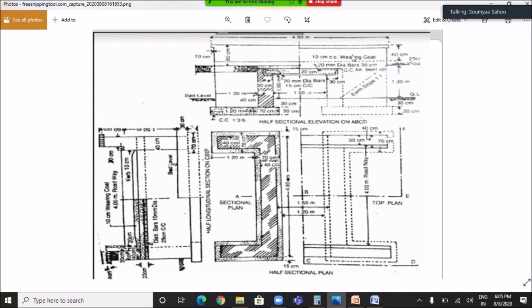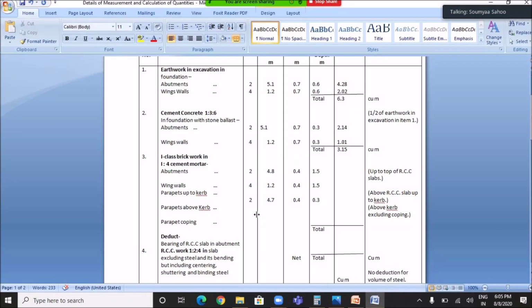After deducting the width of projection from the total length of coping, that is 4.9 minus 0.1 minus 0.1, equals 4.7 meter. So let's fill the table. Number of parapets above the curve is 2, length is 4.7 meter, breadth is 0.3 meter, and the height is 0.5 meter.